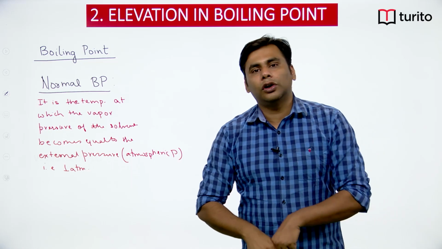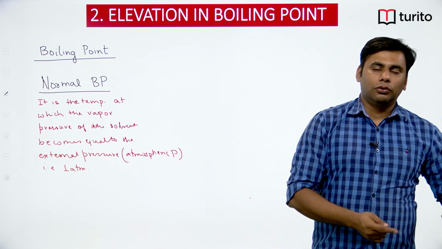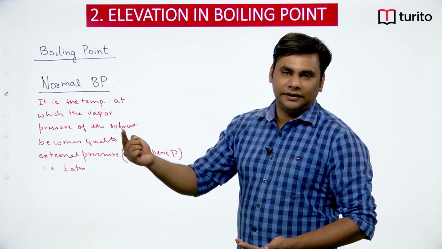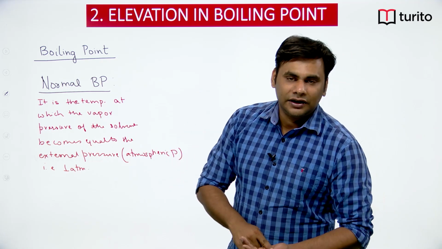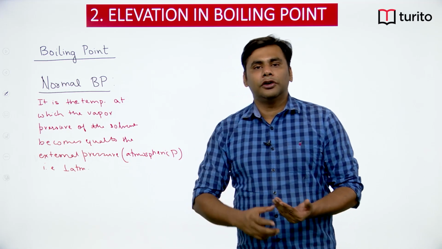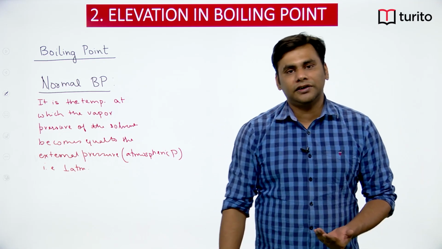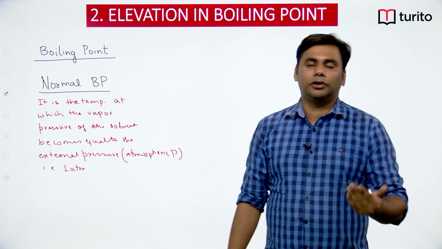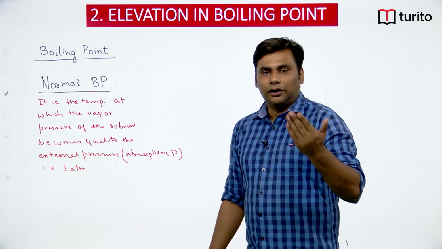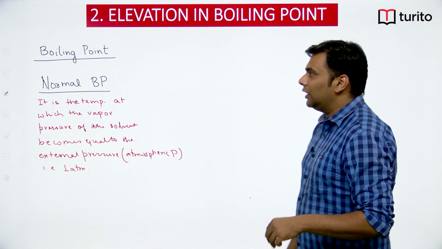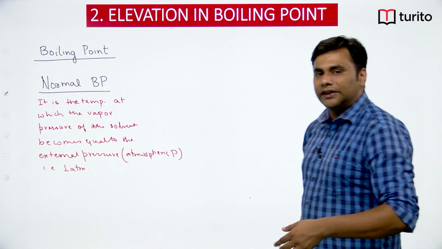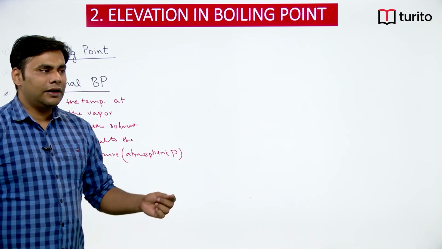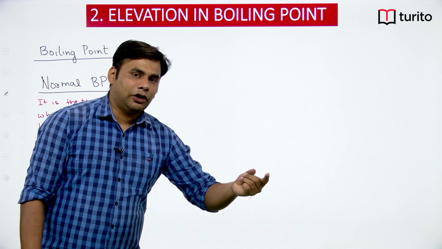So when you add a non-volatile solute to a solvent, the boiling point of the solvent increases because its vapor pressure has decreased. So we need to heat the system more so that it changes into the vapor phase, so that more and more vapor are formed and its vapor pressure becomes equal to that of the external atmospheric pressure. Okay, so when you add a non-volatile solute, we are saying that the boiling point of the solvent would increase. Okay, now on which factor would it depend?